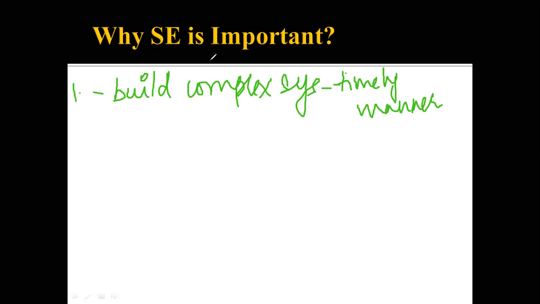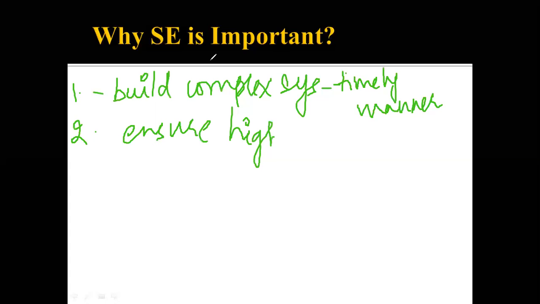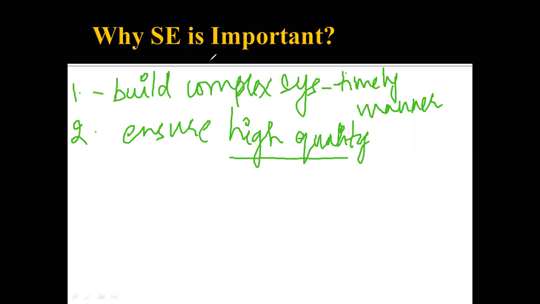The first one. Whereas the second one is that you're going to have assurance of high quality software. Whenever you're developing a particular software, the main thing you focus on is quality. So that is why the study of software engineering is important, so that you can develop software that has the best quality.